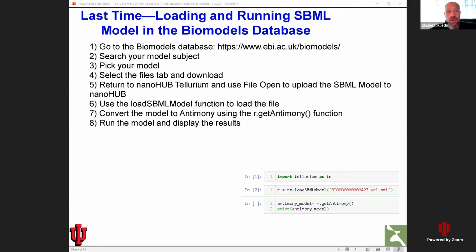I wanted to come back and remind you of a few of the things from last time. We talked about loading and running SBML models from the BioModels database, how to find them, a little bit about how that database worked, and how to convert them into Antimony and run them. And I hope that was useful for people.